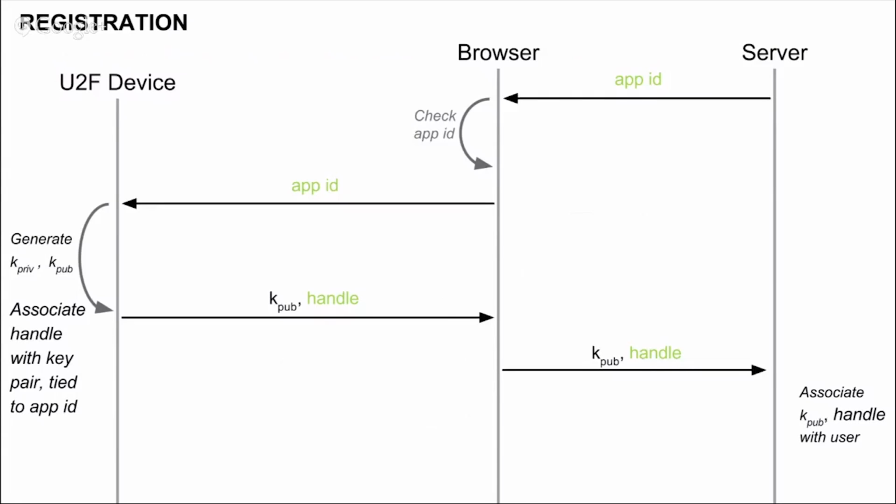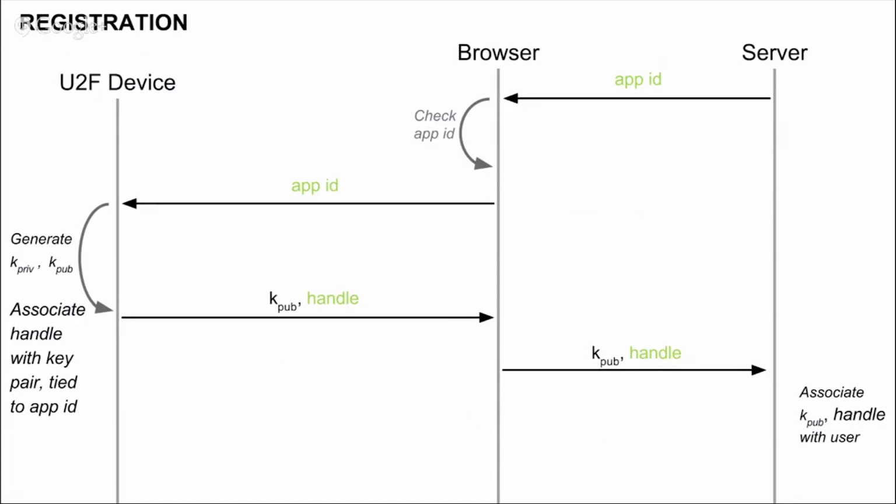So when we send back a public key, we also give it this key handle, which is just an identifier. It says, this refers to the key that I'm giving you now. When you want me to authenticate, you need to give me back this key handle. So the server not only stores the public key, but also stores the key handle for later use.